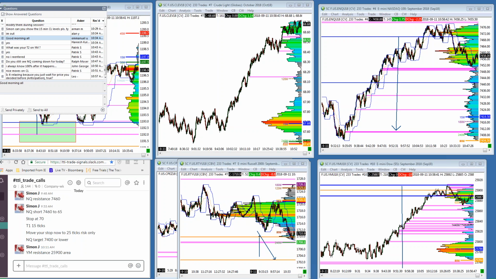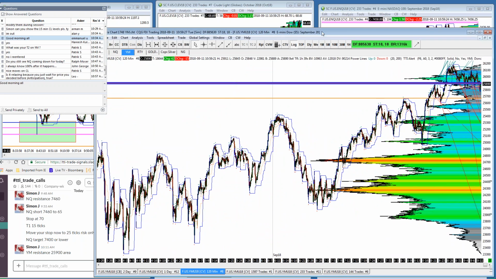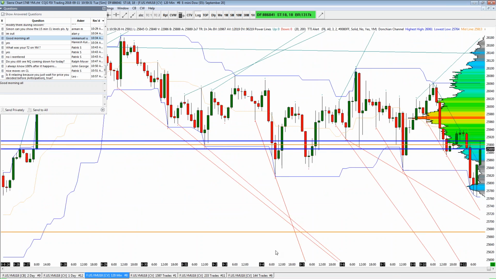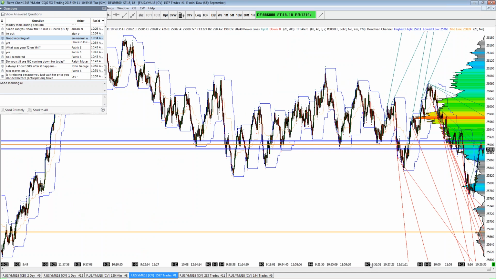We'll talk about it maybe later, but today I also want to talk to you about our power lines indicator. If you look at the power lines indicator, you'll see those lines on the chart, as you see here. You can customize those lines and you can use them.